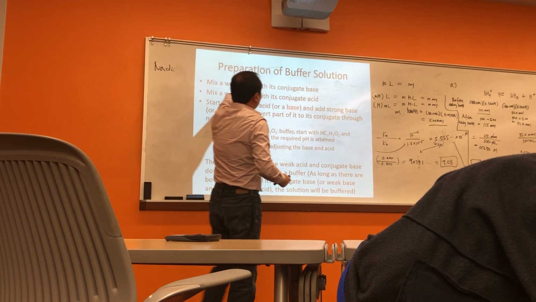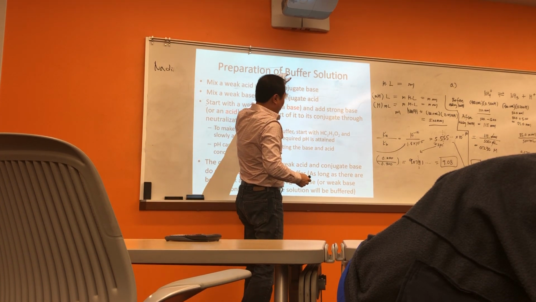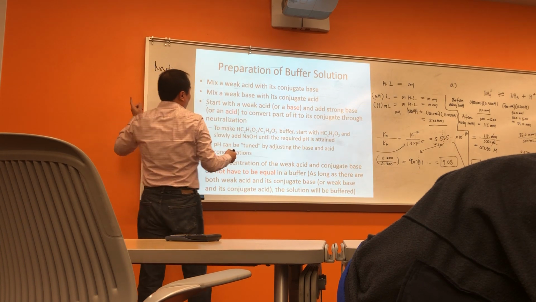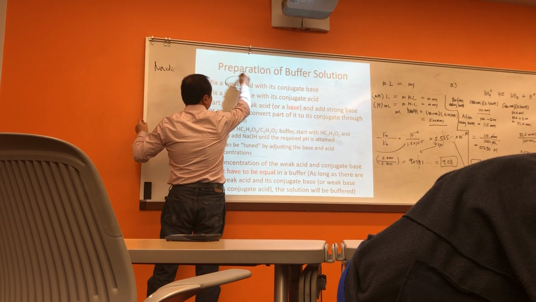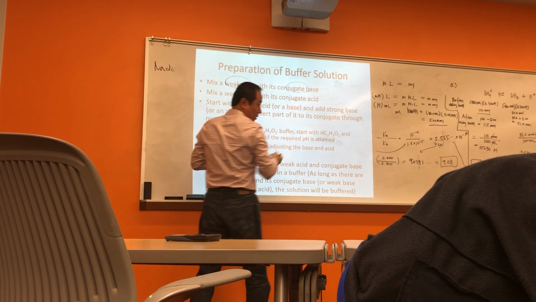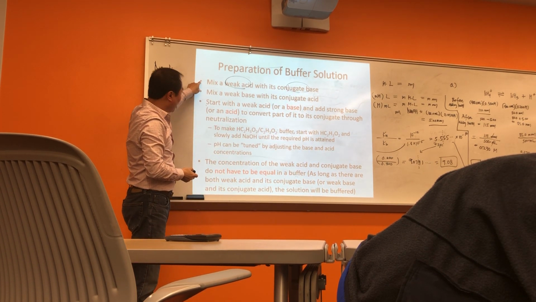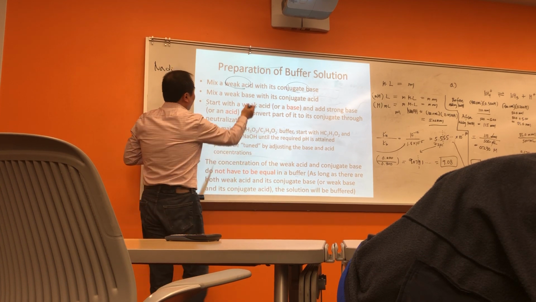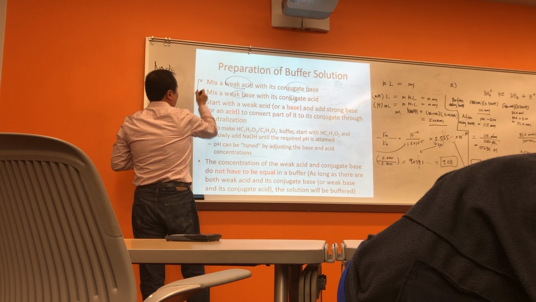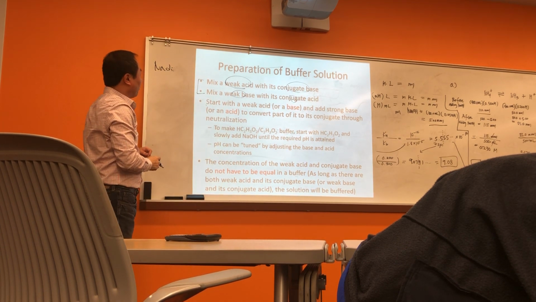So there are several ways to make a buffer solution in practice. As I said in the previous slide, you go to a weak acid, benzoic acid, and find the conjugate base, which is benzoate. That was one way to do it. Or you just pick some weak base with its conjugate acid. So that's one way to make a buffer.